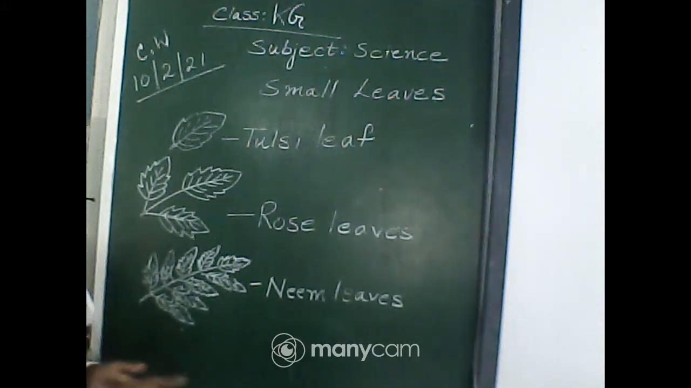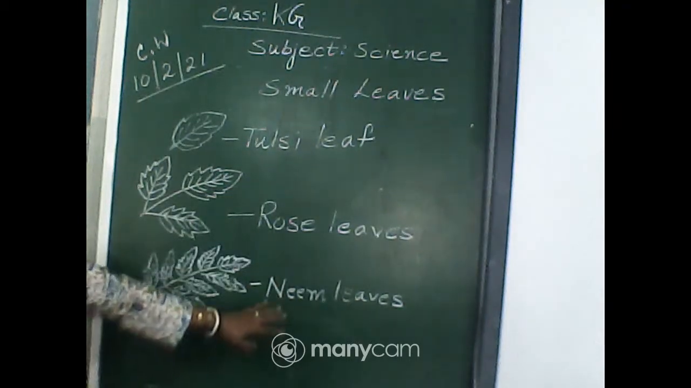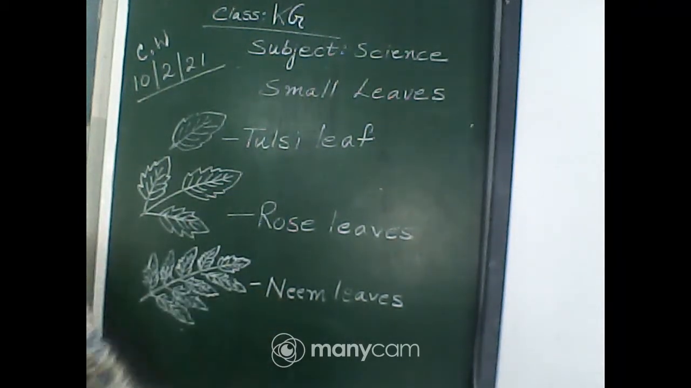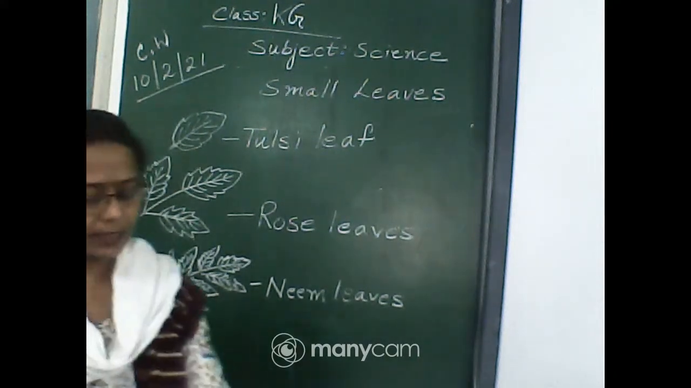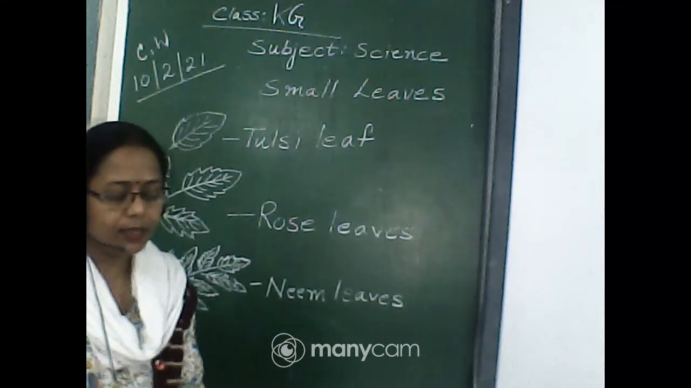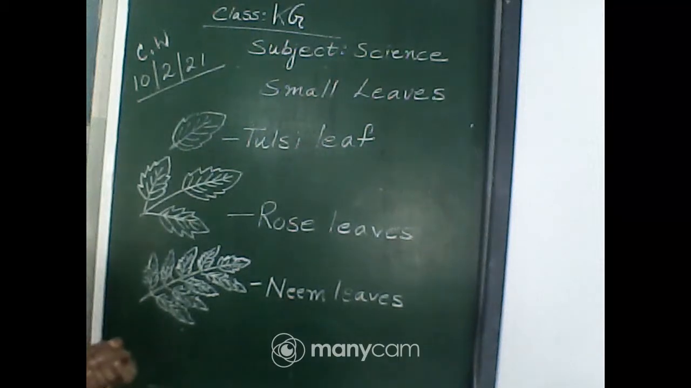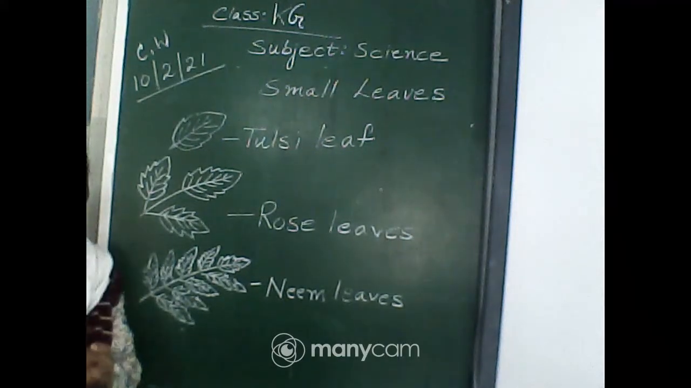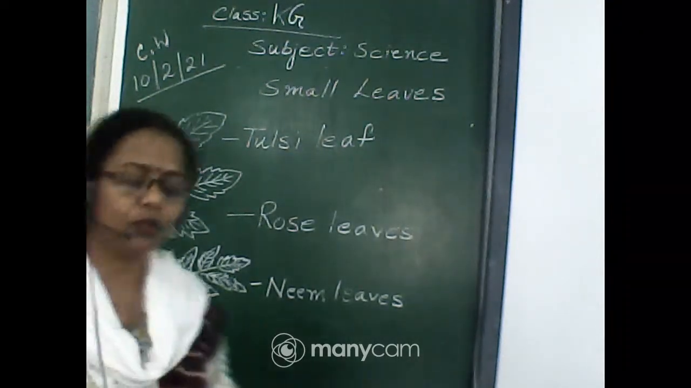So here tulsi leaf, rose leaf and neem leaves. So next we will draw two more, that is tamarind and curry leaves. Okay, so I hope everyone has completed tulsi leaf. Shall I rub it? Everyone has completed tulsi leaf.